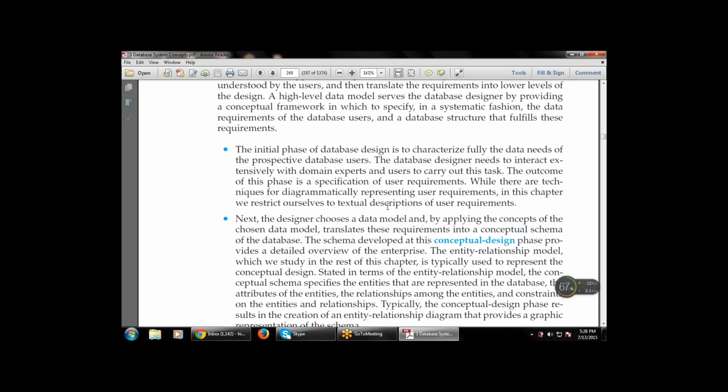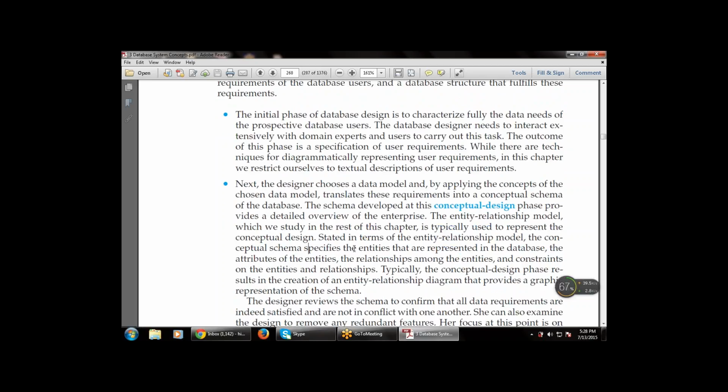Then the ER model, which is also studied in this chapter, is used to represent the conceptual design. Stated in terms of the ER model, the conceptual schema specifies the entities that are represented in the database. Typically, the conceptual design phase results in the creation of an ER diagram that provides a graphical representation of the schema. That is how we can graphically represent the logical design of the database schema.